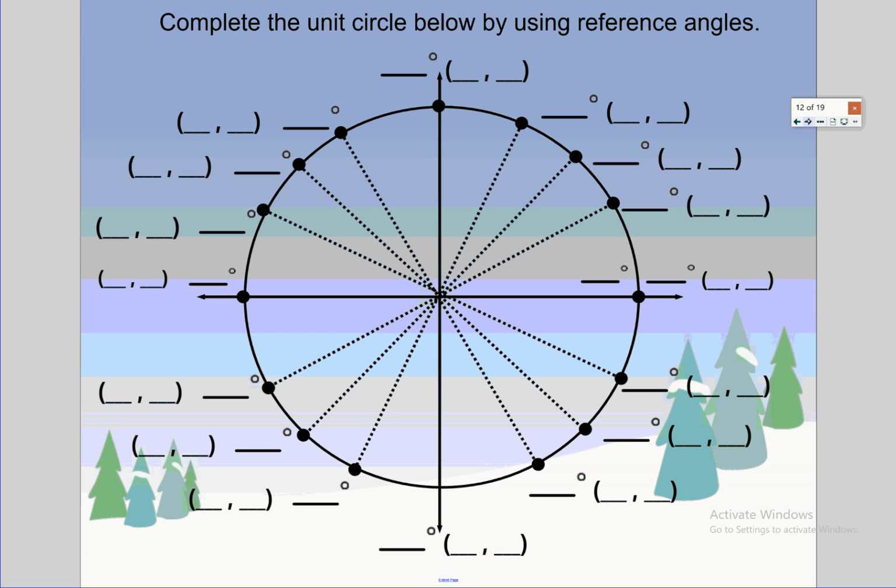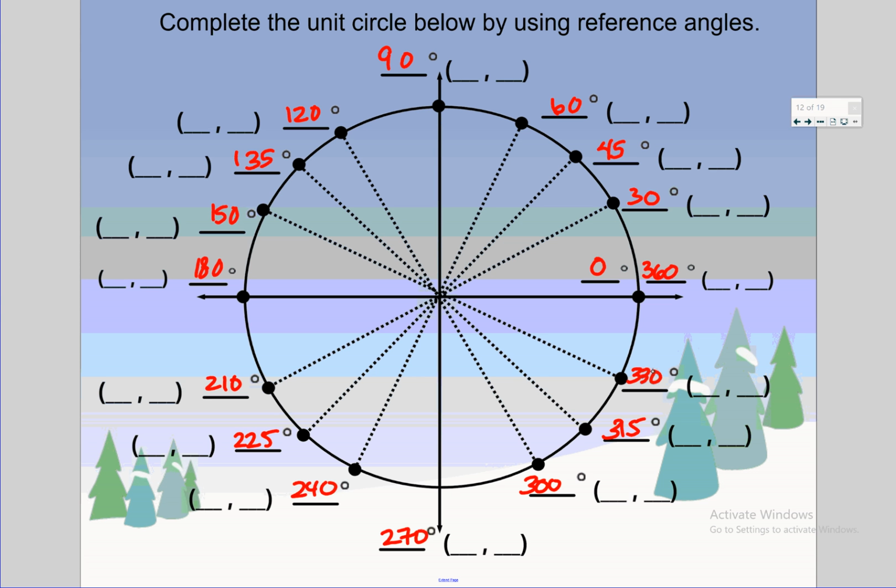I'm just going to throw my degrees on there real quick. These should already be on yours. 30, 45, 60, 90, 120, 135, 150, 180, 210, 225, 240, 270, 300, 315, 330. Next to each of our degrees, and you guys have the radians also, we're going to put our coordinates. Now remember, this is a unit circle, which means radius 1.